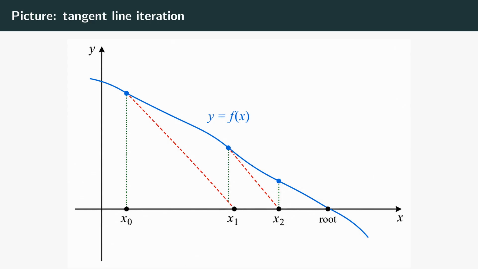Now draw the tangent at the new point x1, f of x1. Follow it to the x-axis. That's x2, even closer. After 2 or 3 more iterations, you're indistinguishable from the true root at the resolution of any picture I could draw. That's the whole geometric idea. Now let's turn it into a formula.